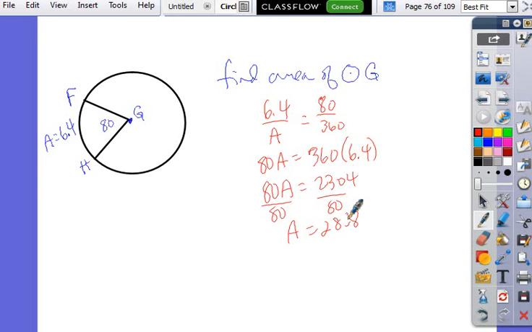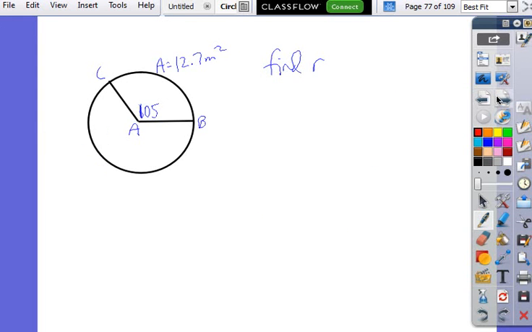It confused me because they said find area of circle G. So that's the whole area versus a part. Now, what about this one when it says find the radius? What are we going to do, you think? Find the area of the whole thing, like we just did, and then use the area that we find to find the radius. So do the same thing we just did, find area, then take the area you find and find the radius from that.